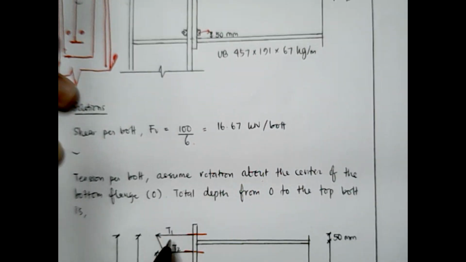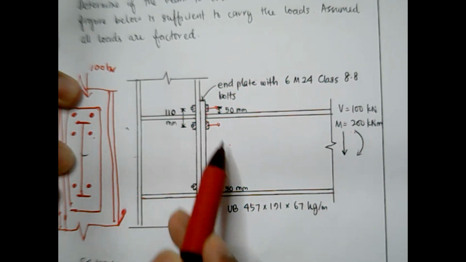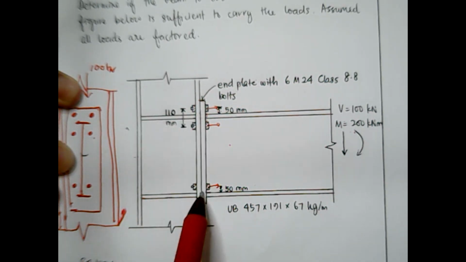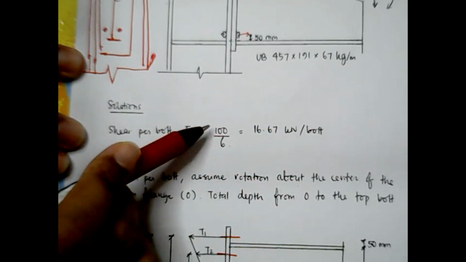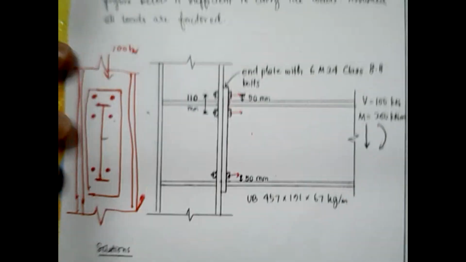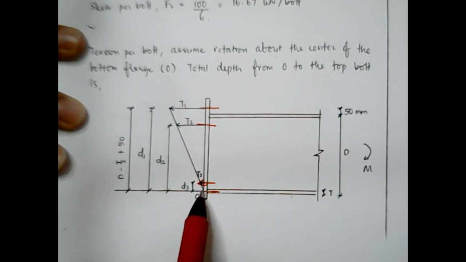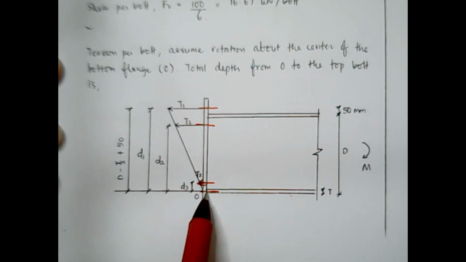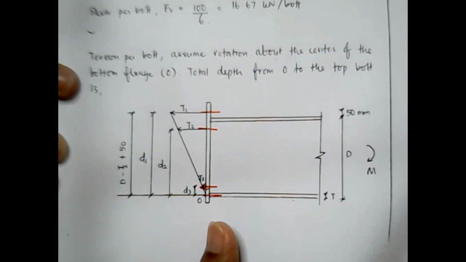So in that case, for you to get what is the tension, because the objective now is we wanted to know what is the tension force acting for each of these bolts, because for the shear force we already calculated. Now we wanted to know what is the tension force. So you need to take moment about 0, the origin, which is at the center of the bottom flange.